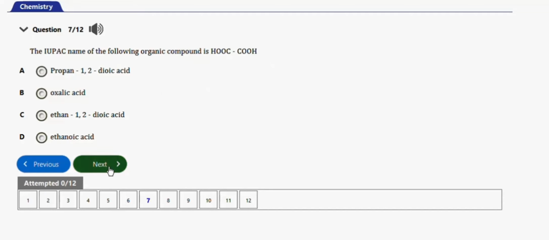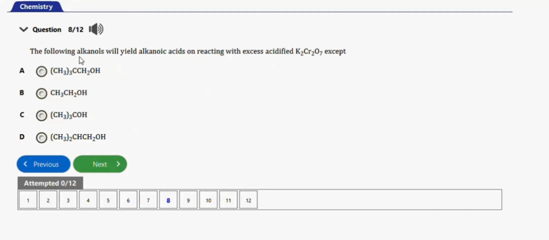Next question says the following alkanols will yield alkanoic acid on reacting with excess acidified potassium chromate(VI) except. So the exception here would be this compound in option C. Alright, so that's the exception for this question.